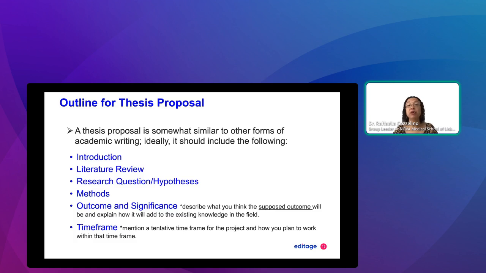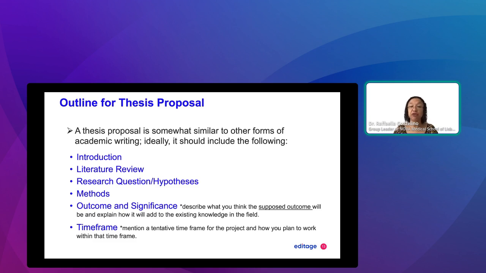A thesis proposal is somewhat similar to other forms of academic writing, because ideally it should include the following sections. It has an introduction, a literature review that complements this introduction, and then research questions and hypotheses, outlining also the objectives and the methodology, which is also important, and the outcome and significance: describe what you think the expected outcome will be, and explain how it will add to the existing knowledge of the field, a sort of impact of your research study for the scientific community.